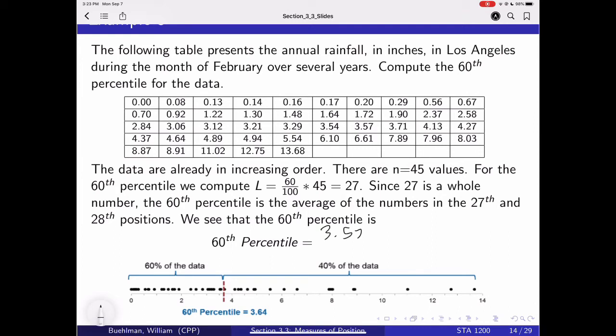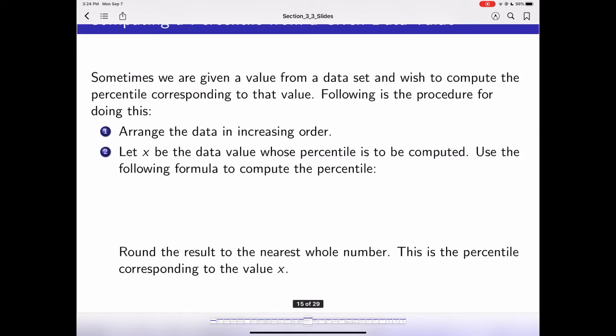Thus, we see the 60th percentile is 3.57, the number in the 27th position, plus 3.71, the number in the 28th position, divided by 2, since we're taking the average, which is equal to 3.64. So here we have that the 60th percentile is 3.64, and 60% of the data is below that number, and 40% of the data is above that number. So another thing we can do with percentiles is sometimes we're given a value from a data set. So we're just given a number, and we wish to compute the corresponding percentile for that value.